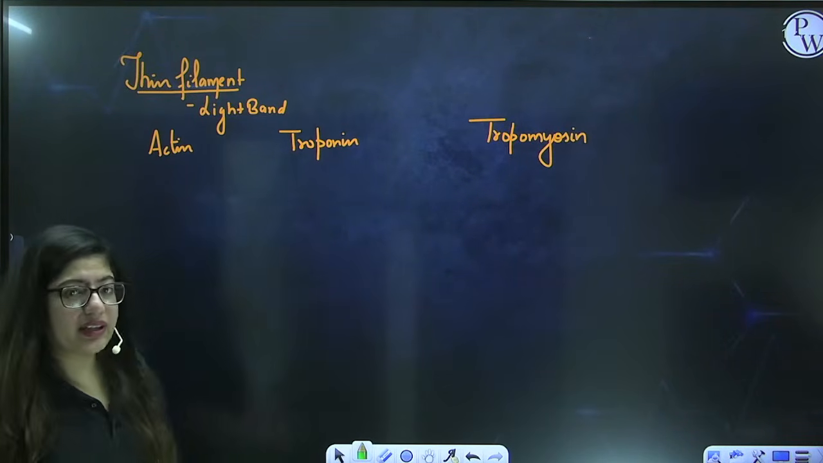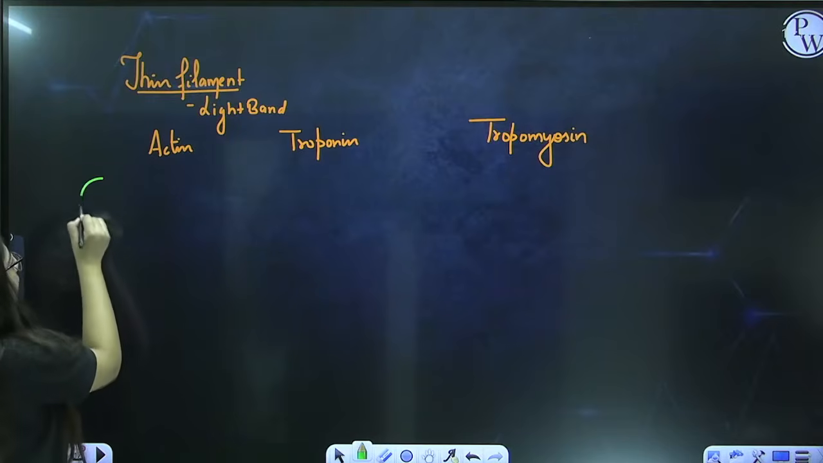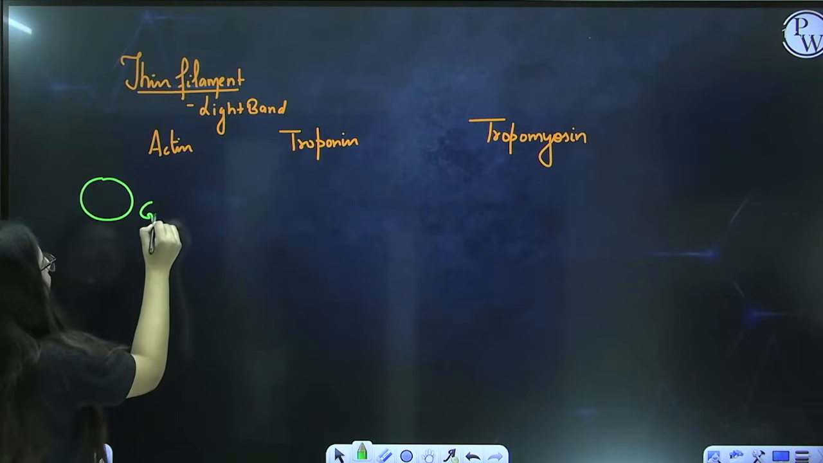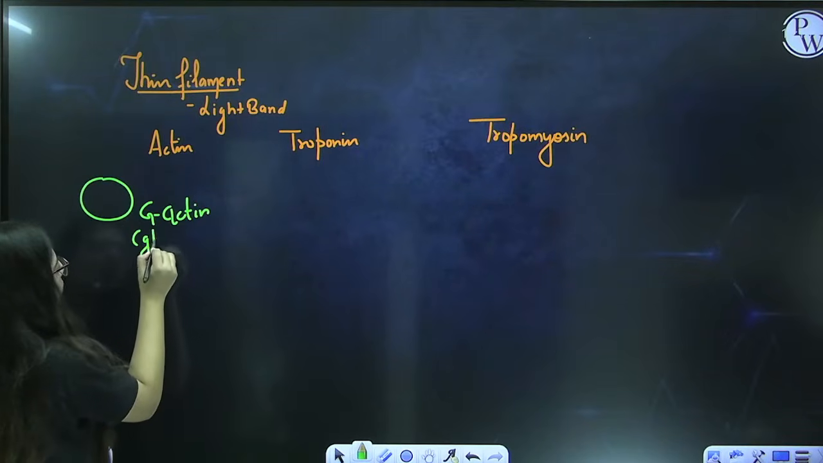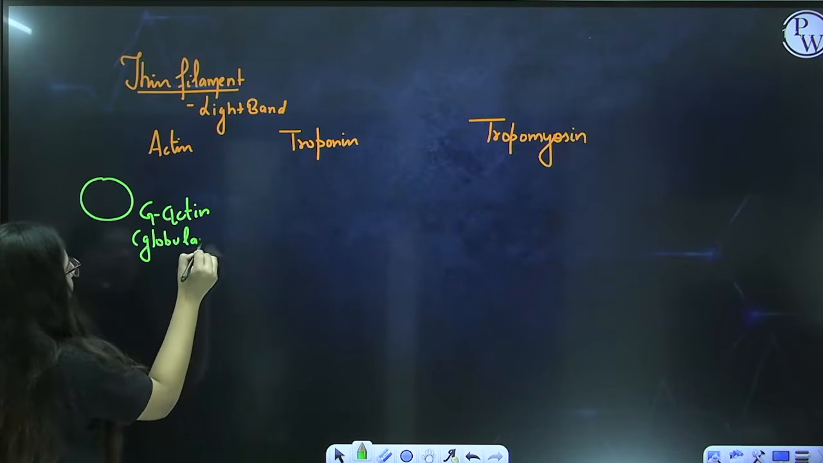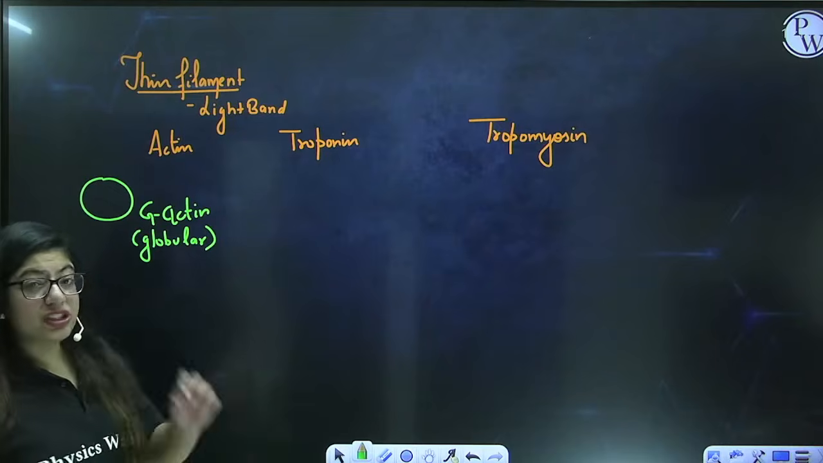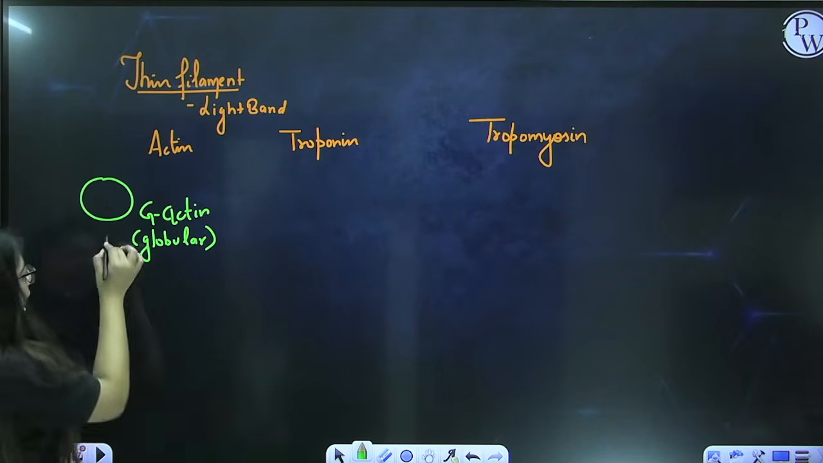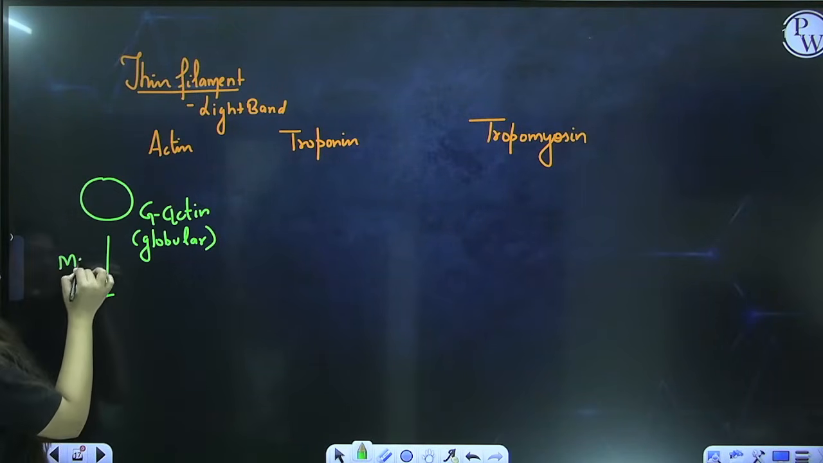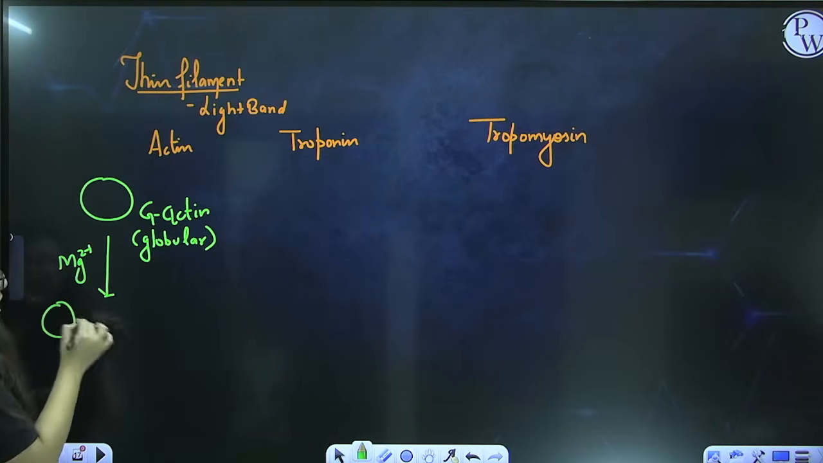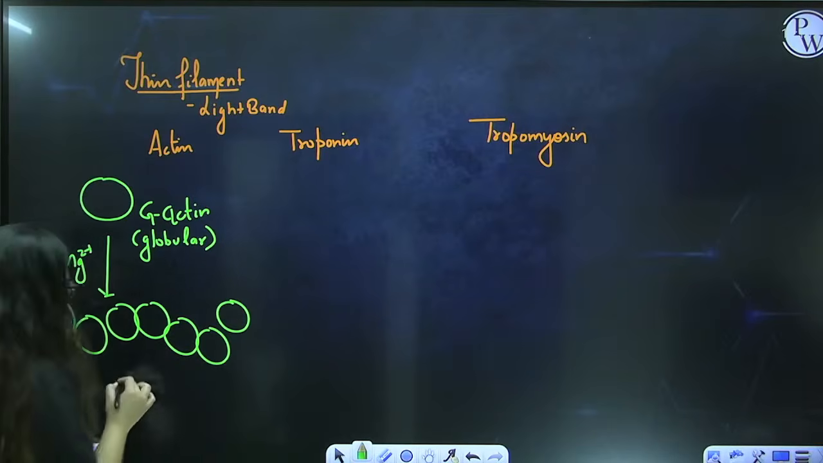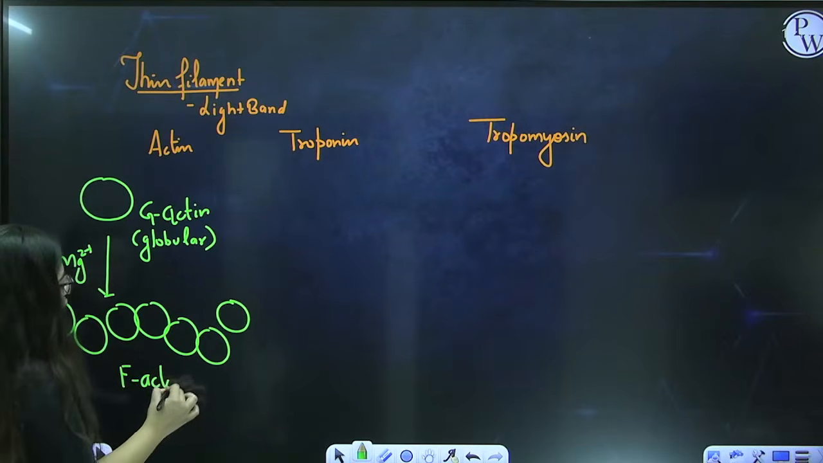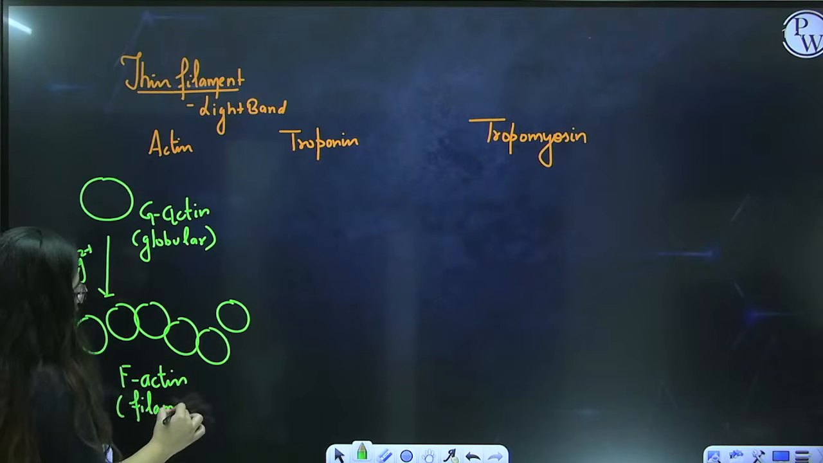So actin is basically made by the polymerization of G-actin. G stands for globular. This is a monomer. So G-actin are small molecules. When they polymerize in the presence of magnesium ion, they form F-actin. F means filamentous, like a fiber. So this is F-actin, the one which is present inside your thin filament.